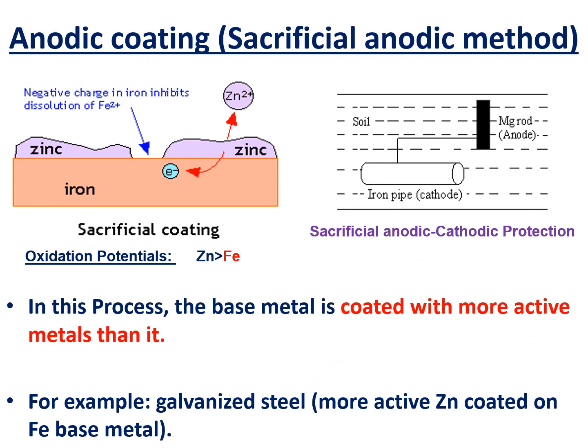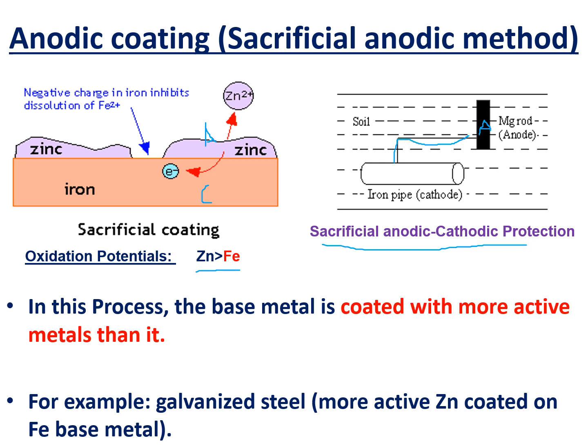The first type of coating is anodic coating. It is also called the sacrificial anodic method. The oxidation potential of zinc is greater than iron, so zinc acts as the anode here. When you make a coating with a higher oxidation potential metal on the surface of iron, zinc acts as anode and iron acts as cathode. If you remember the sacrificial anodic cathodic protection from the previous session, there we just connected a more active metal than iron by an external wire.